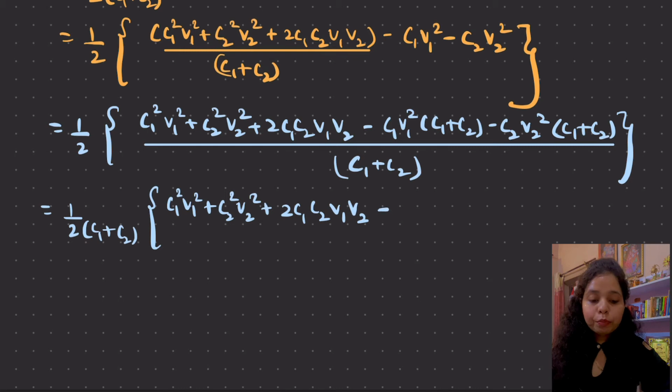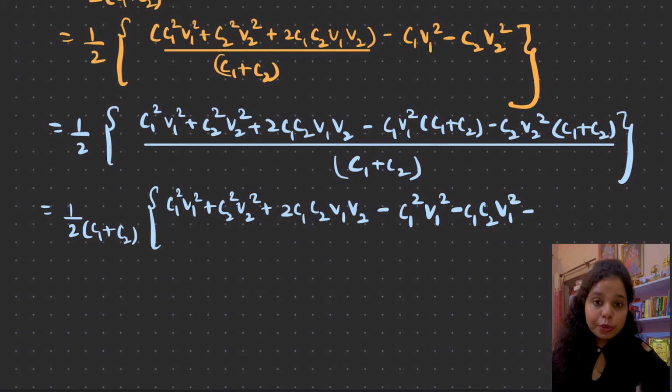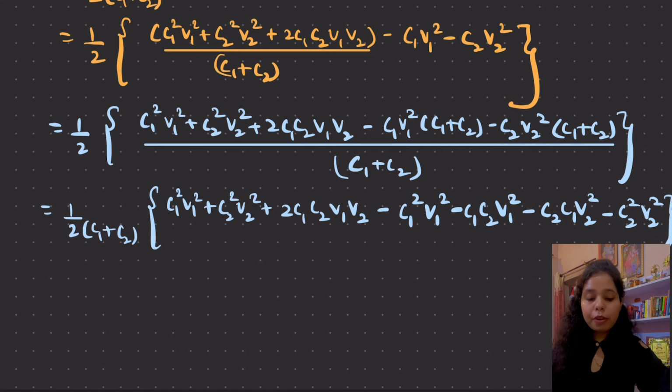minus C1 square V1 square. So C1 V1 square is multiplied by C1, so it will become minus C1 square V1 square, then minus C1, because minus sign will change, and therefore we have minus C1 C2 V1 square. Again we will take care of the negative sign, so we have C2 V2 square multiplied by C1 minus C2 square V2 square, and closing the brackets.